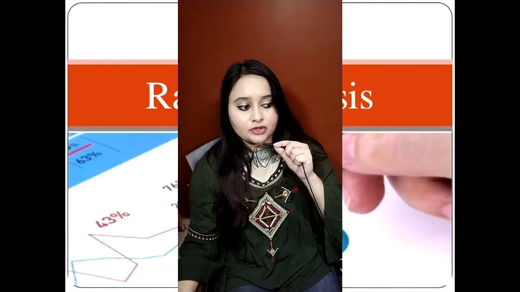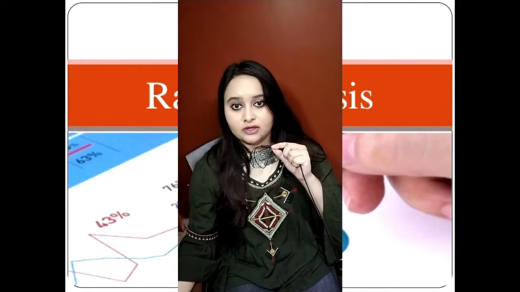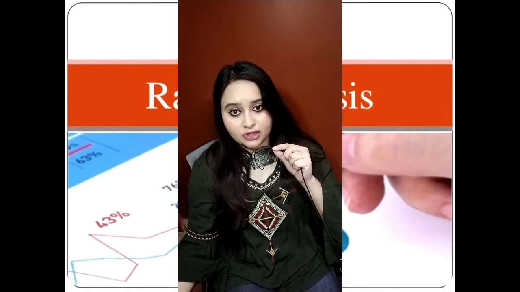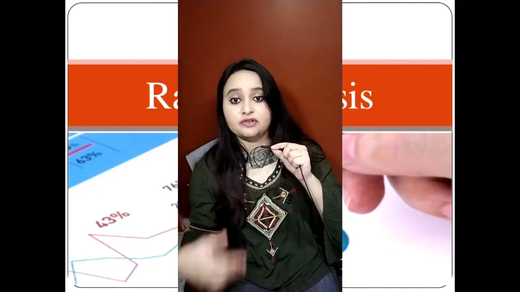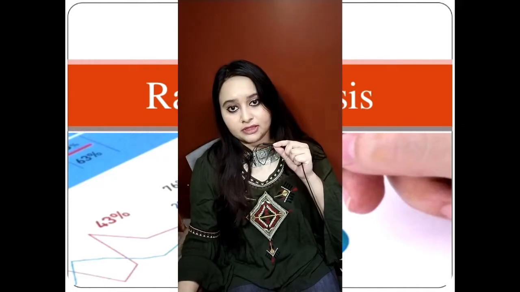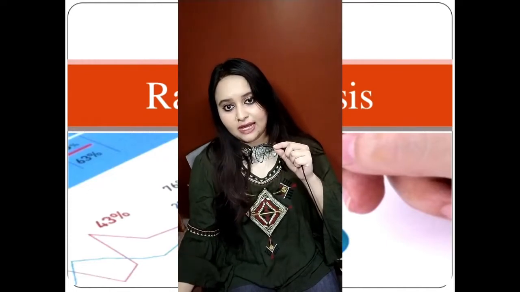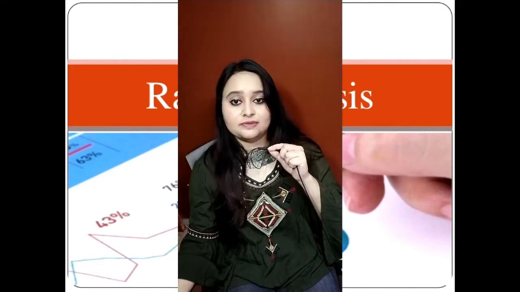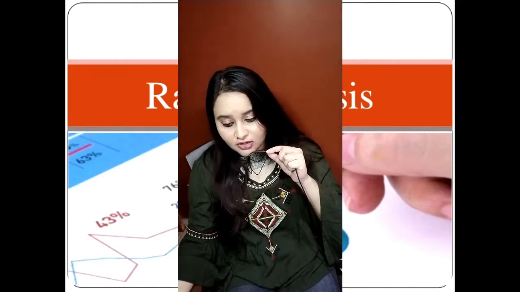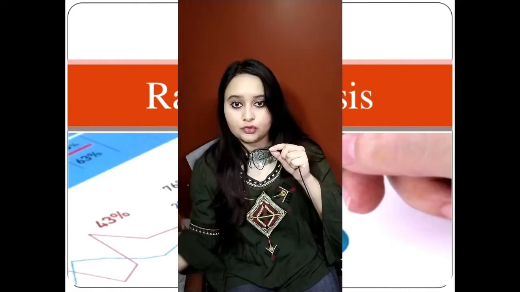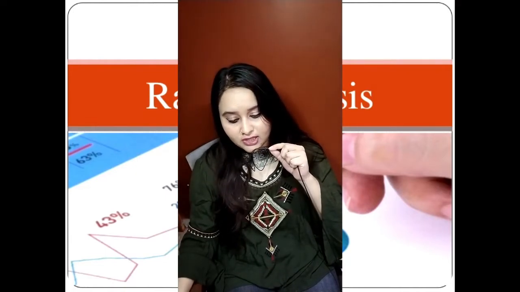The ideal ratios are also given. For example, the ratio of current assets to current liabilities should be 2 is to 1, which means for every one current liability there are two current assets to cover that liability. So it is supposed to be the ideal ratio. Apart from that, it also helps in finding out the financial status of the company, and like I told you before, comparative analysis is also helpful.